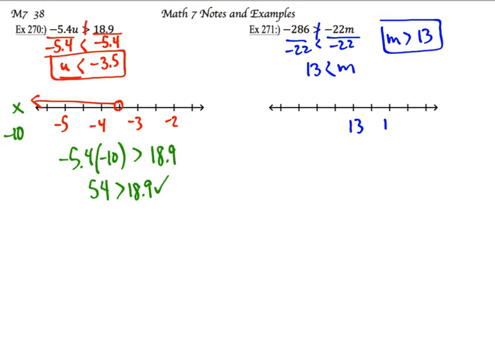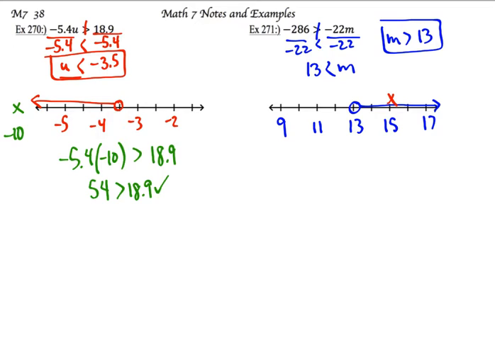So 13 needs to be on my number line. And it is an open boundary. And m is greater, so my arrow needs to go towards the greater numbers. Then I need to pick a solution and try it out.